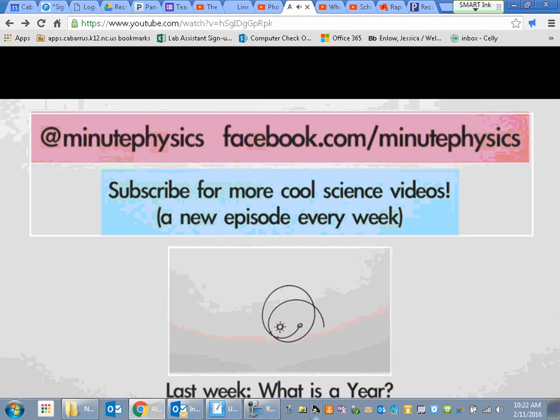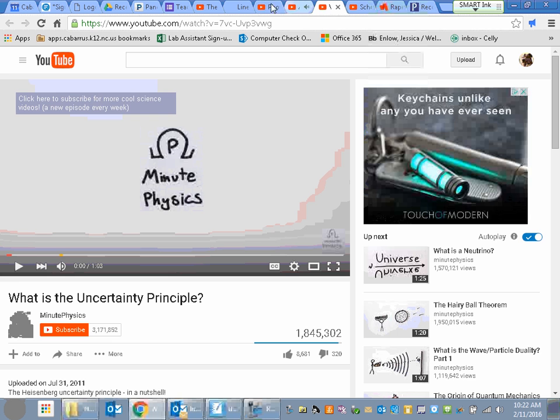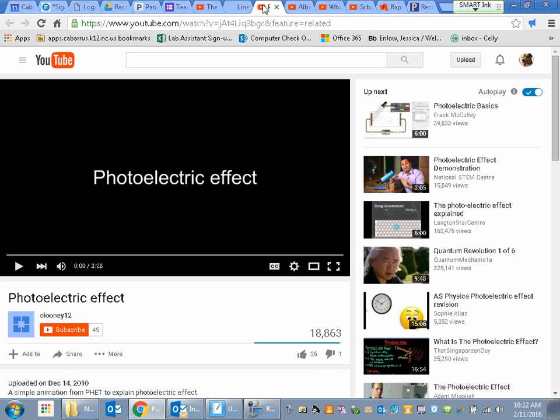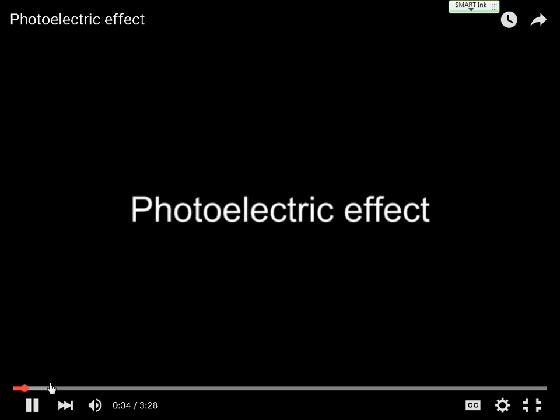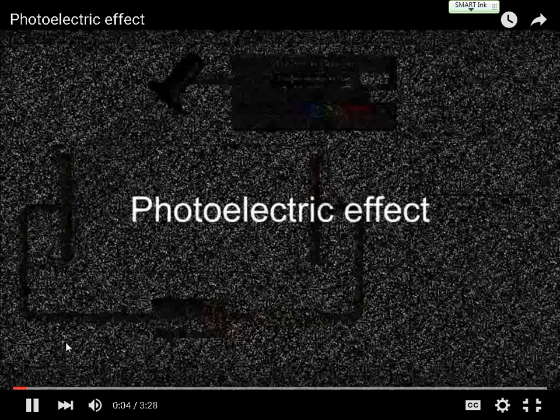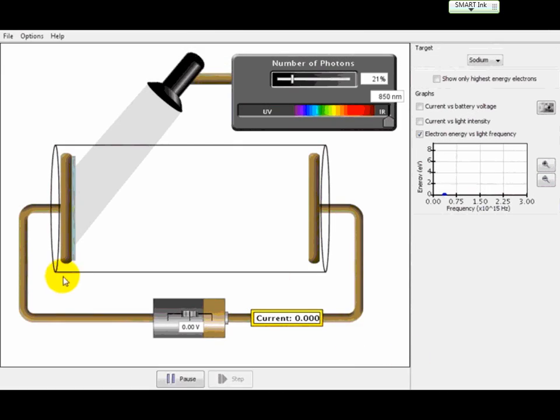Okay, so a little bit more on the particle-wave duality. Let's look at the photoelectric effect first. This one's very exciting. Okay, this is a simulation.